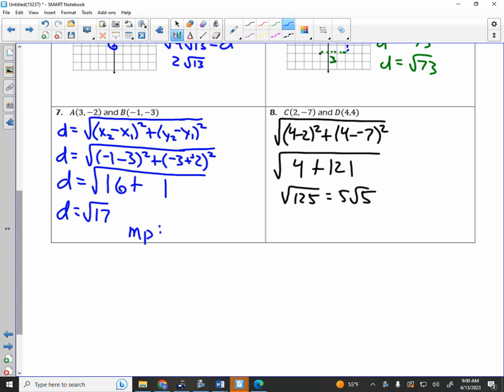Midpoint. We're going to add our x values. What do you get when you add your x values? 2. Divide that by 2 and you get 1. Go to our y values. Negative 2 plus negative 3 is negative 5. So you get negative 5 over 2. That's your midpoint. That's it.